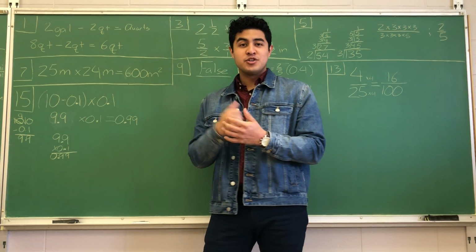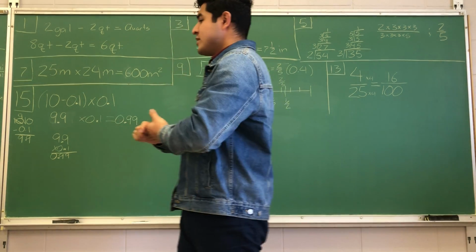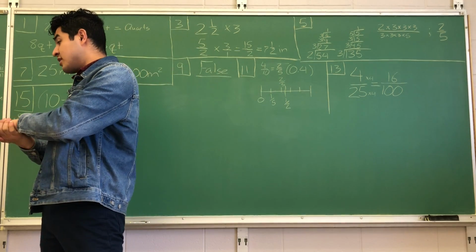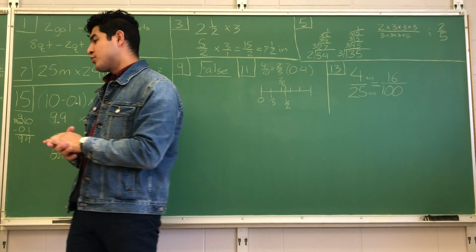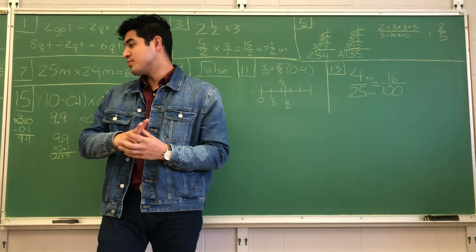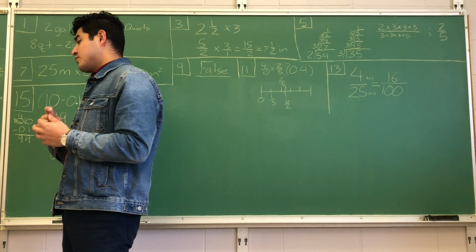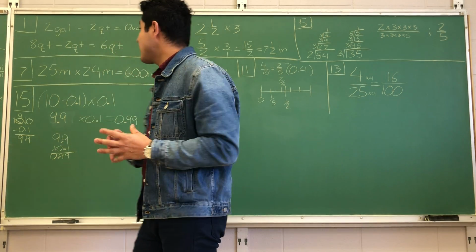Okay, let's go ahead and jump straight into the lesson. We're in problem one. Problem one reads, the Jones family had 2 gallons of milk before breakfast. The family used 2 quarts of milk during breakfast. How many quarts of milk did the Jones family have after breakfast?